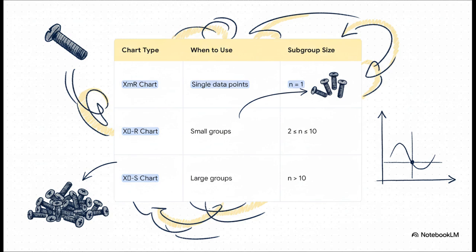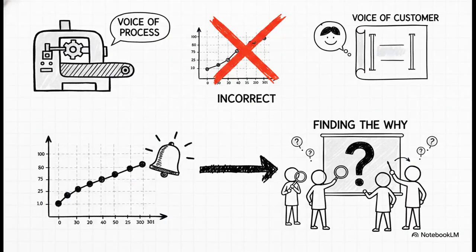What's your subgroup size? If you're measuring one thing at a time, n equals 1, the XmR chart is your guy. If you're collecting data in small batches, say 2 to 10 at a time, you'll use an X-bar and R chart. And for bigger groups, you'll use an X-bar and S chart. Your data collection strategy tells you which chart to use. It's that simple.